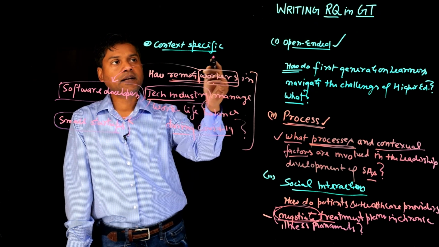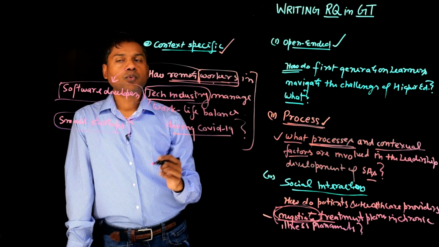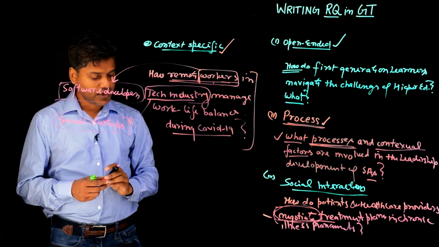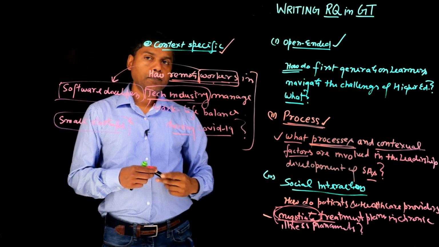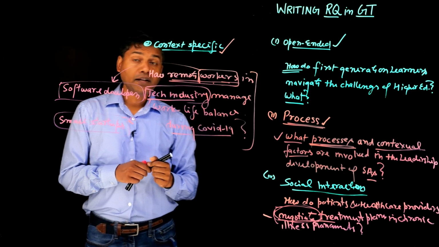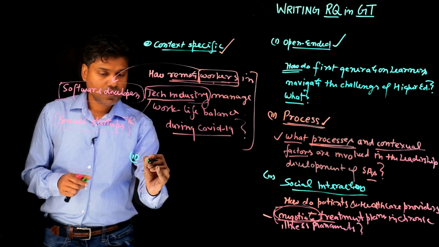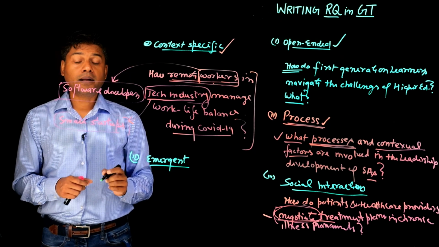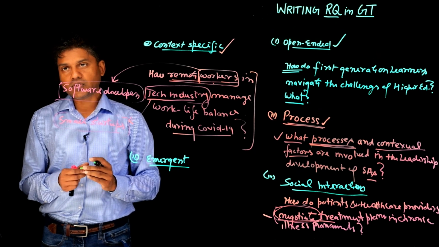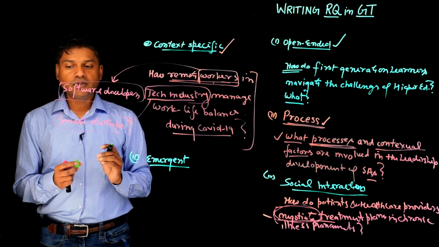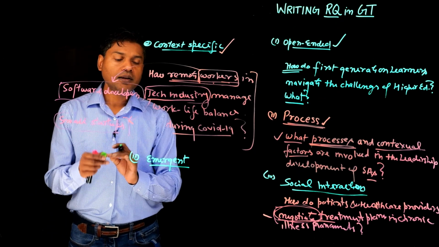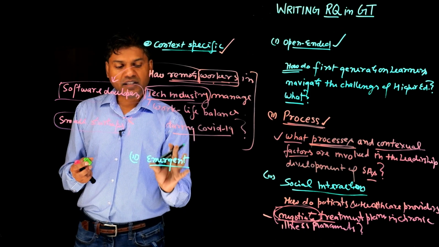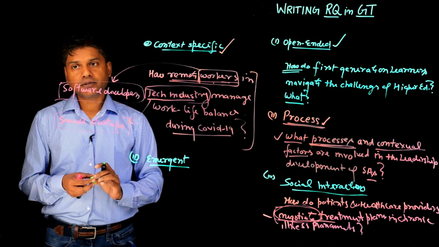So that's the idea of providing more context when you are writing your research question. Another thing to keep in mind when you are writing your research question is that research questions are emergent. What it means is that you can start with a research question, and then as you start your study, you can tweak it, you can make some changes in your research question.